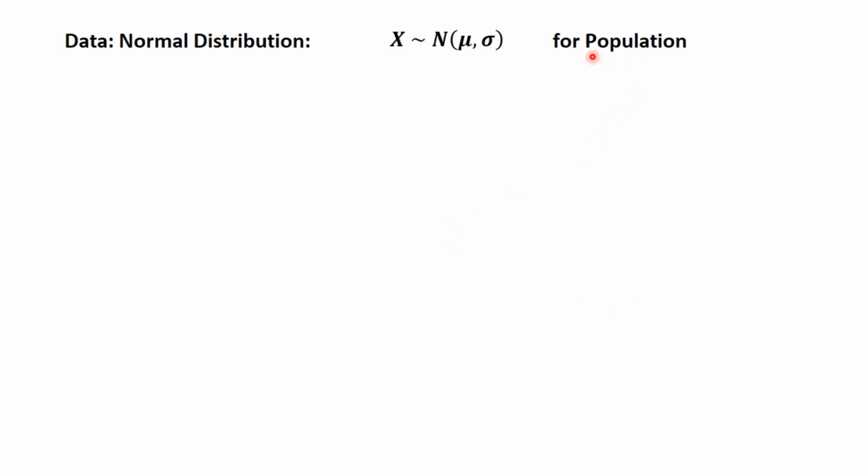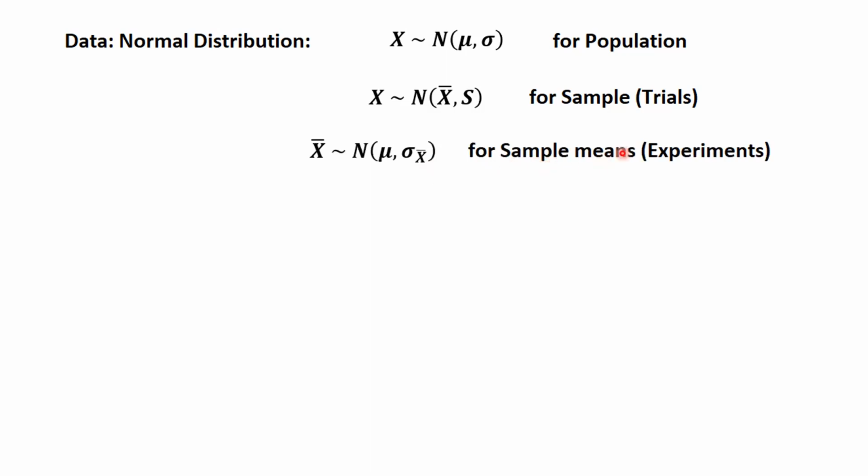For a population data, we can say the variable capital X is distributed normally with population mean mu and population standard deviation sigma. Mu and sigma are called parameters. They are fixed. They do not change. For a sample, the variable capital X is distributed normally with sample mean X bar and sample standard deviation capital S. For sample means, if you do these experiments a number of times, then the average of these experiments, capital X bar, is distributed normally with population mean mu and standard deviation sigma X bar.